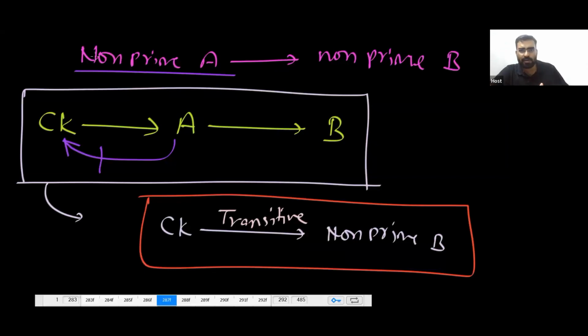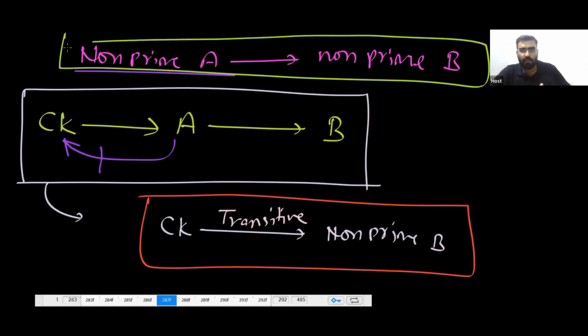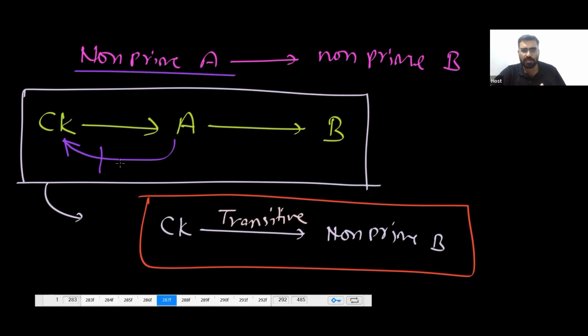Tell me. Like this non-prime attribute to non-prime attribute, why is this a problem to 3NF? Because there is a transitive dependency from candidate key to non-prime attribute. Yes or no? When you have non-prime to non-prime, why is this a problem to 3NF? Because there is a transitive dependency from candidate key to non-prime. Okay, is this clear?